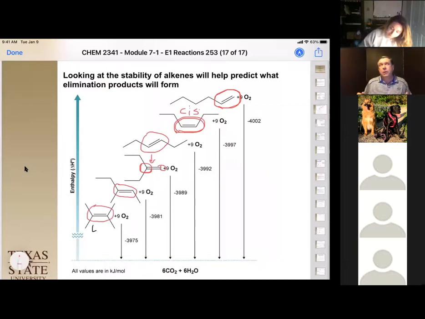And then notice once we get to 3 substitutions, it's even more stable, and 4 substitutions, it's very stable. Okay, so the terminal or the one substituted is the least stable, and the more substitutions we get, the more stable, that means that we might want to use this scale of stability to help determine what our product will be from our reaction.